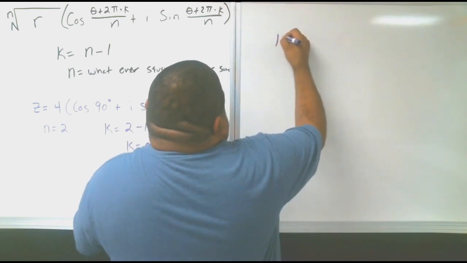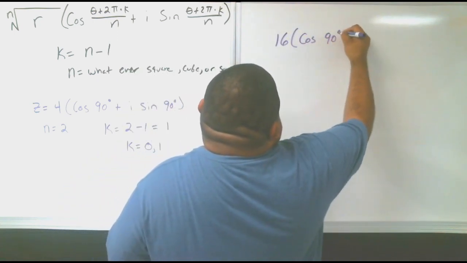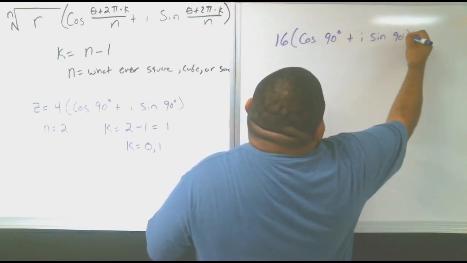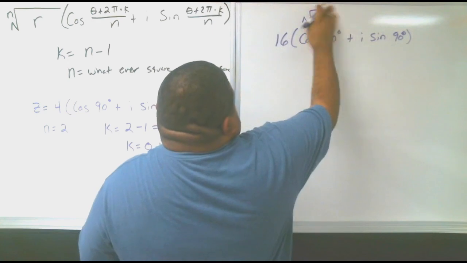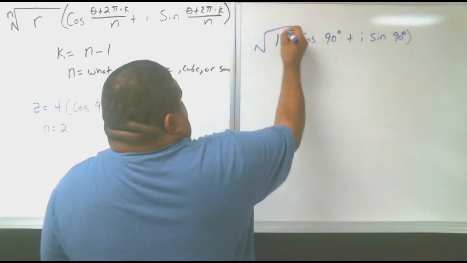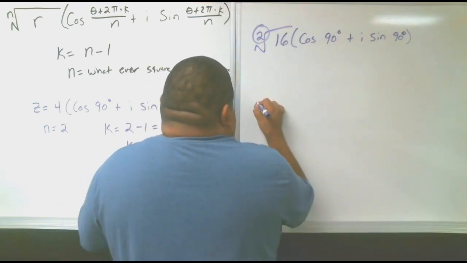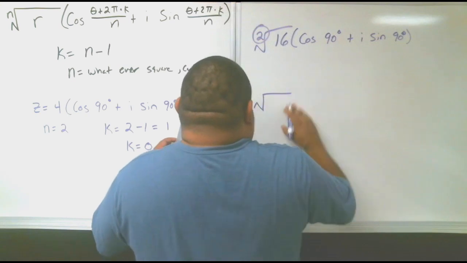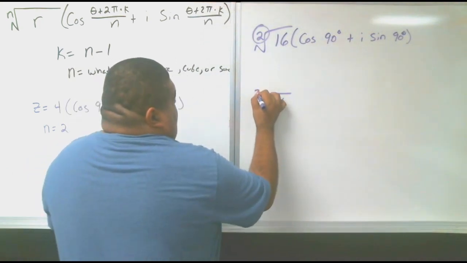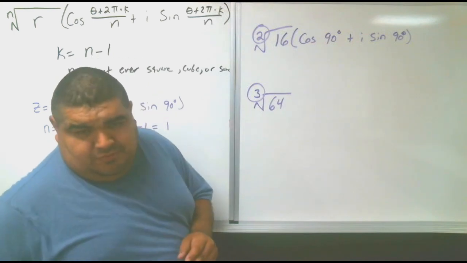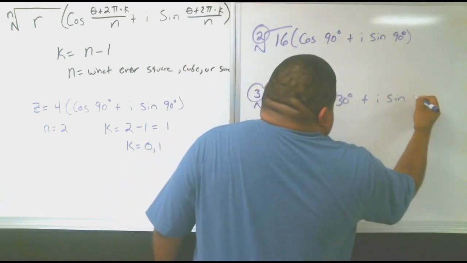We have 16 cosine of 90 degrees plus i sine of 90 degrees. Okay, we're looking for the square root, 2. And then there's one more. We're looking for a cube root of 64 with cosine of 30 degrees plus i sine of 30 degrees.